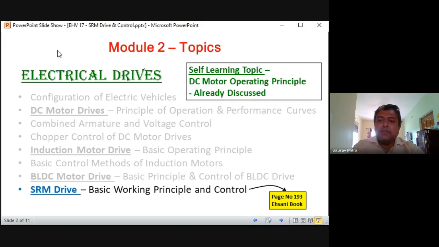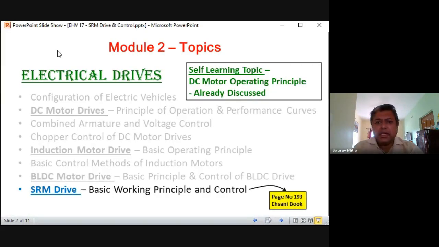So what are the different types of electrical motors that we have seen? DC, AC. AC means induction, and DC means conduction, and then BLDC, and finally we are seeing what is called as SRM drive. SRM stands for Switched Reluctance Motor. So in the book of Ehsani on page number 193, you will be finding all these details.